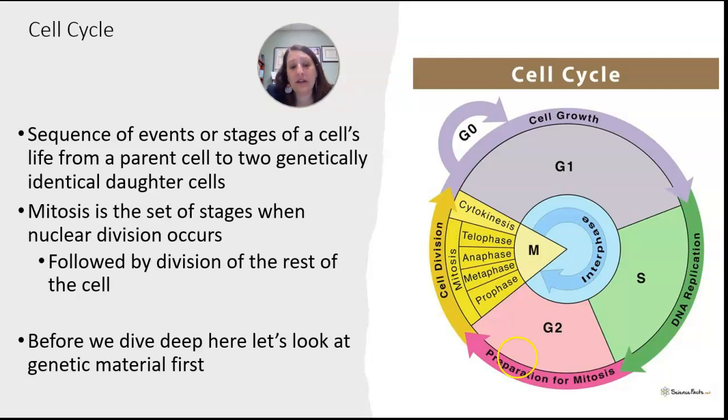The specific event of mitosis, so if we look at our cell cycle, really this is mitosis. Prophase, metaphase, anaphase, telophase, and then cytokinesis is really part of telophase. Okay, these are the actual stages of mitosis, and during mitosis, the nucleus divides, and then at the end here, the rest of the cell divides.